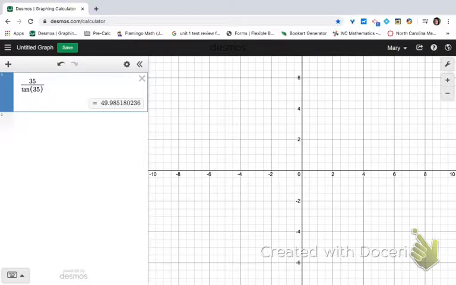So the x value, depending on what your answer is asking you to round to, is approximately 49.99 if we're rounding to the nearest hundredth. I have no idea what Math Excel is going to ask you to do, so make sure you read your blue.